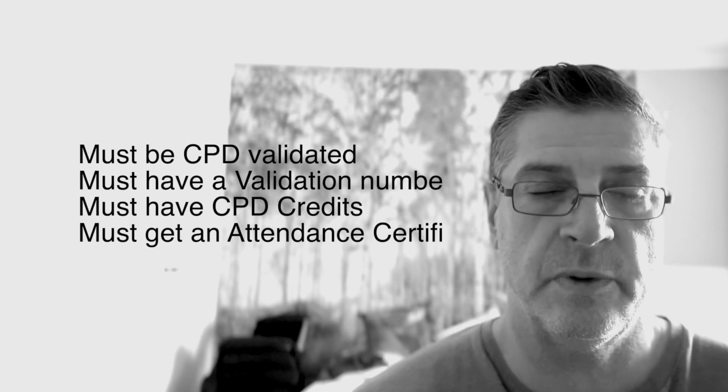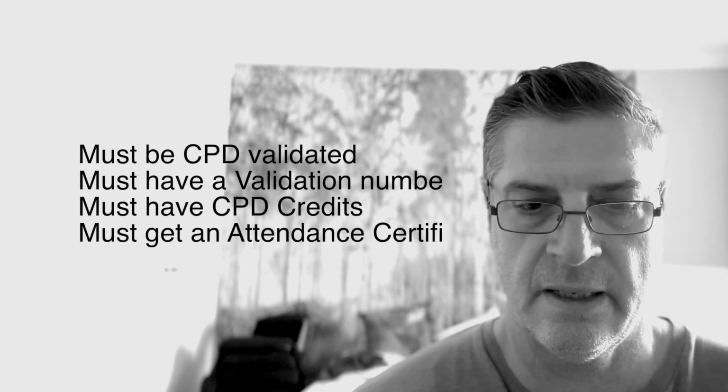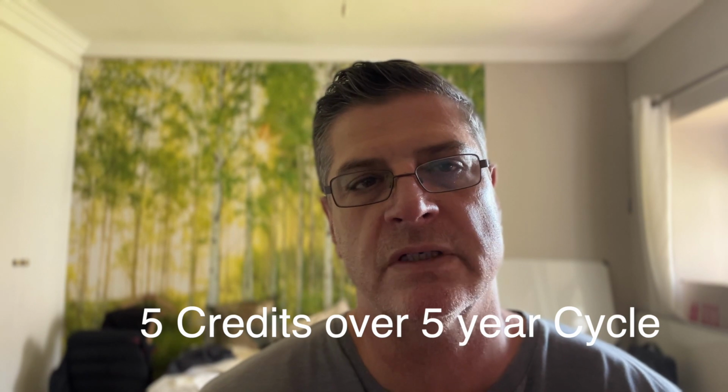So, category one, developmental activities. Those are courses that you attend that are CPD validated, and they must be CPD validated, and there must be credits attached to it, and you must get a certificate of attendance. That's category one, and you need a minimum of 5 credits over a 5-year cycle, except if your cycle falls during COVID, then you only need 4. Extra scrapped one. So that's your category one. You have to. You can't get away from it.